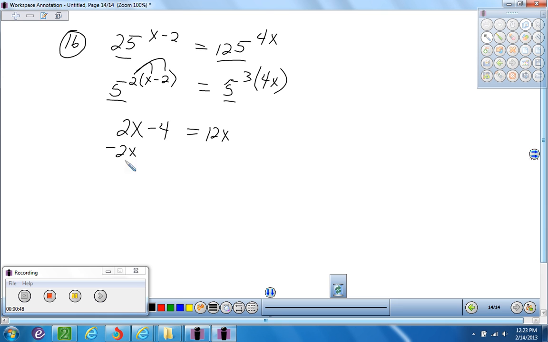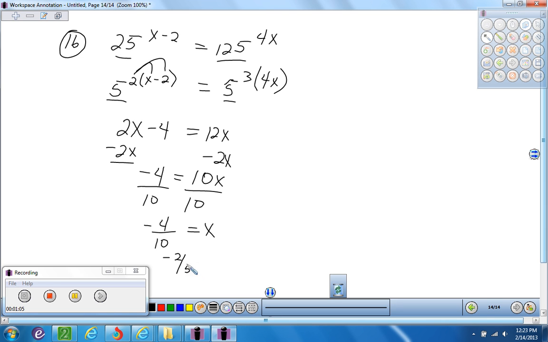Alright, so I'm going to subtract 2x from both sides. So I end up with negative 4 is equal to 10x. Divide both sides by 10, so we get negative 4 over 10. Now we're going to reduce this. This will reduce to negative 2/5. And if you wanted to, you could check by plugging it in and seeing what you come up with.